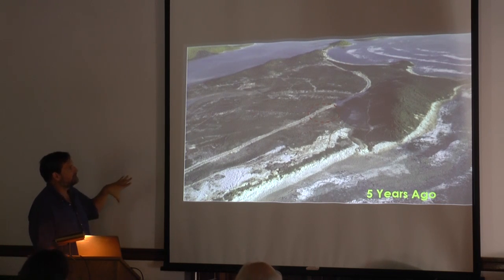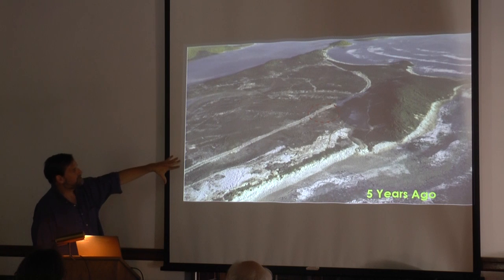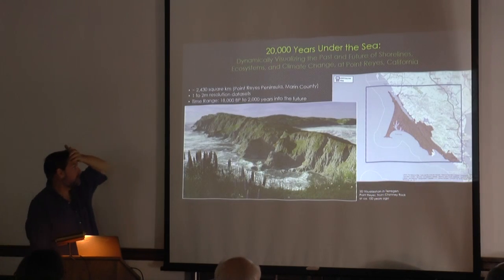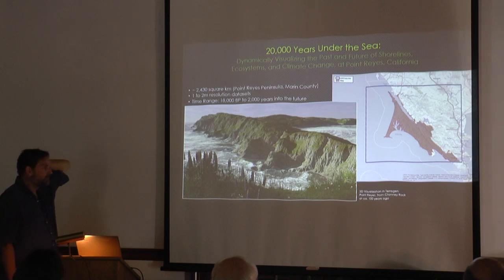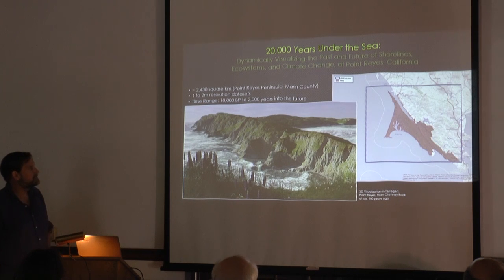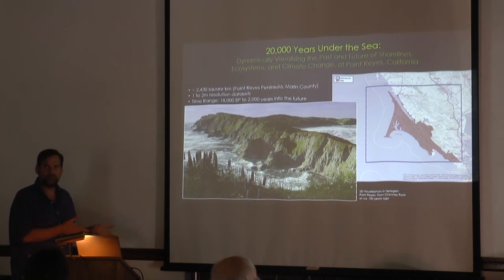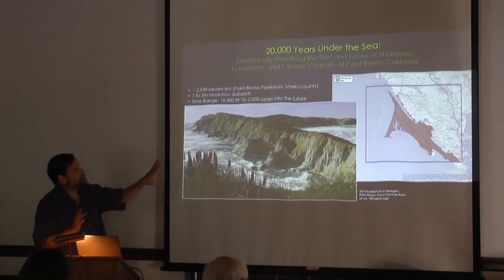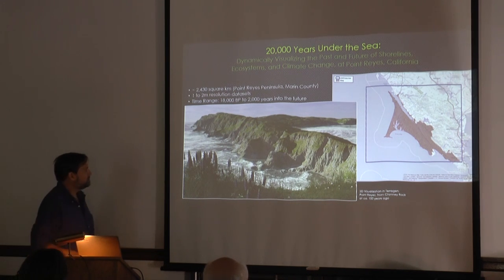But this 3D model kind of helps us visualize the difference between what the terrain was 10,000 years ago and what it is today. So the third project I was going to talk about is one where we had a grant from the National Center for Preservation Technology and Training to look at 3D modeling at the Point Reyes Peninsula. We finished this up last year, and what we looked at was 18,000 years ago into the past, and 2,000 years into the future. And so we're focused mostly on Point Reyes National Seashore, but also the region around it.